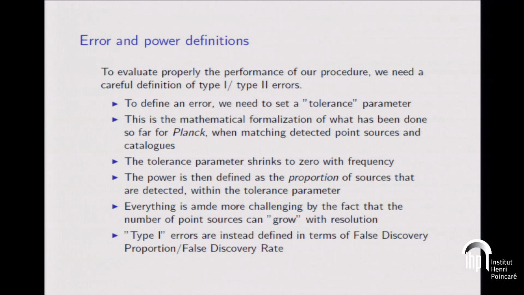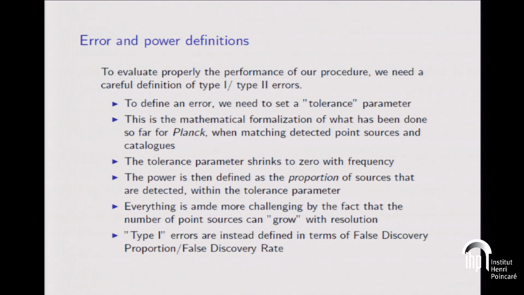Now, you need to define errors and non-errors. This is more tricky than one could think. It is the same as happened with the Planck papers. Because of the beams and everything else, even when there is really a point source somewhere and you find it in the CMB, they are not exactly in the same pixel. By the beam and other issues, they can be moved a bit.